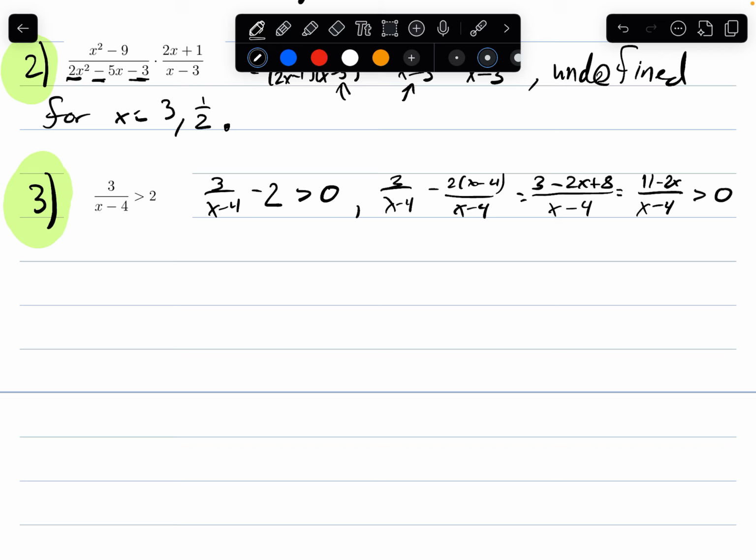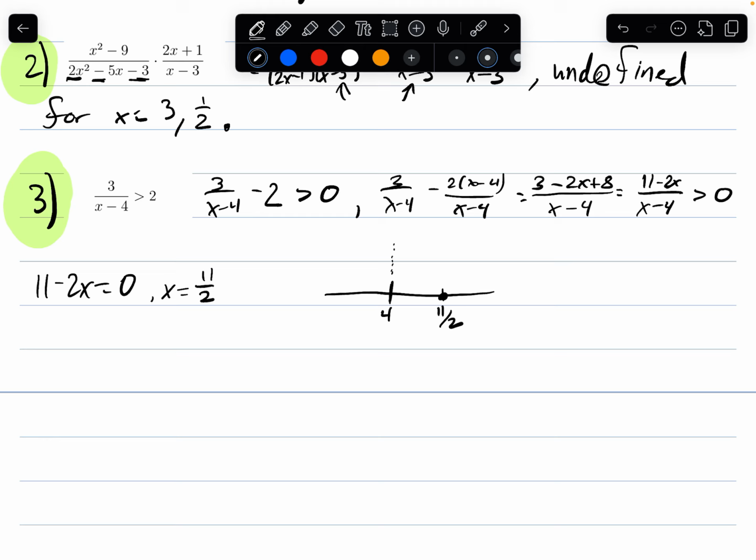So I know that I can't plug in 4, and I've got to figure out when this is equal to 0. So 11 minus 2x is equal to 0 means that x is equal to, let's see, 11 over 2, 5.5. So now we can make a little number line here. I know at 4 I'm undefined, so I'll put a little dot here. At 11 over 2, it's equal to 0. So what happens in the other regions?